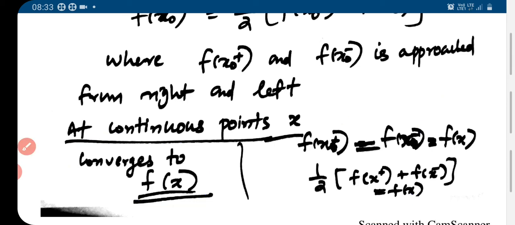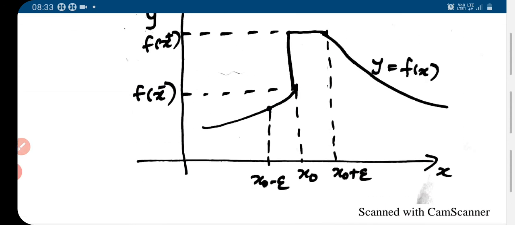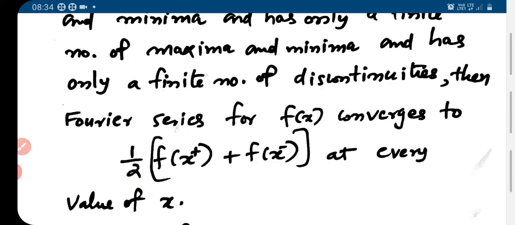But at the point of discontinuity, as shown here at x0, there is a vertical jump in the function. There it will be converging to the middle, or half, of f of x plus and f of x minus. So this is what Dirichlet's theorem is telling us.